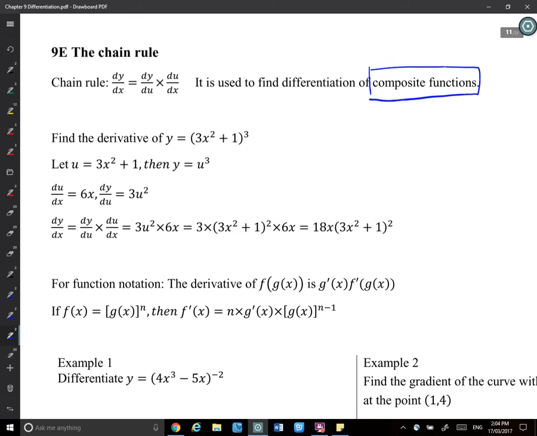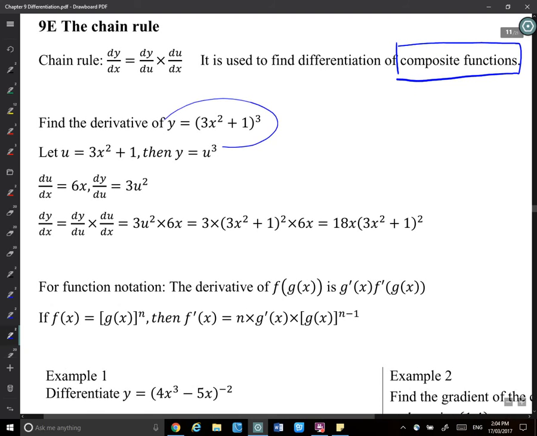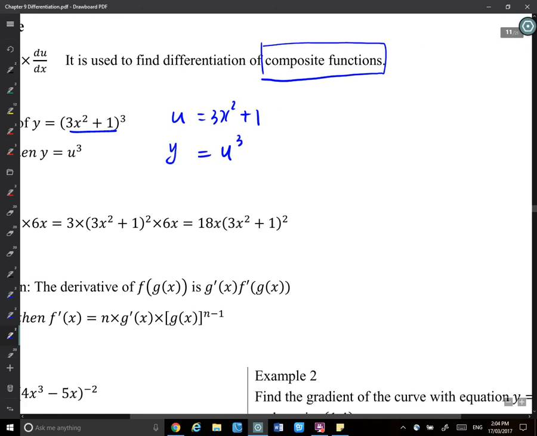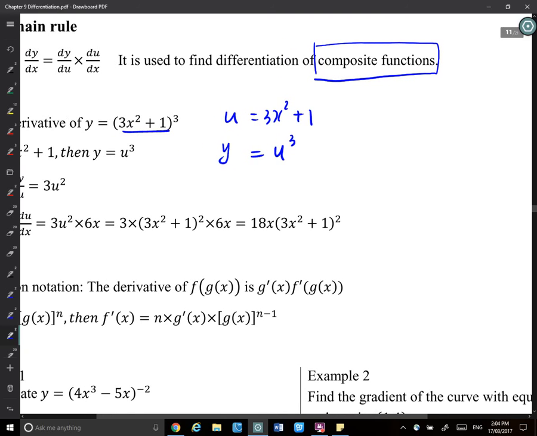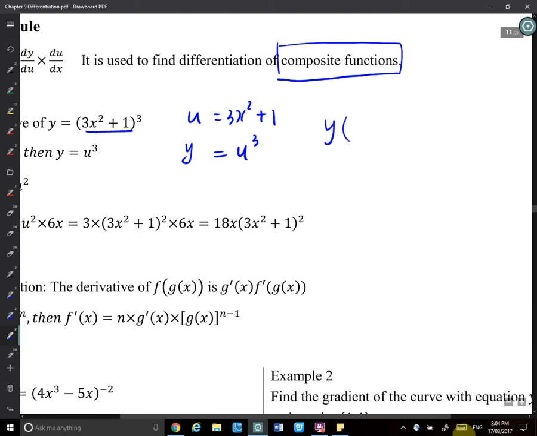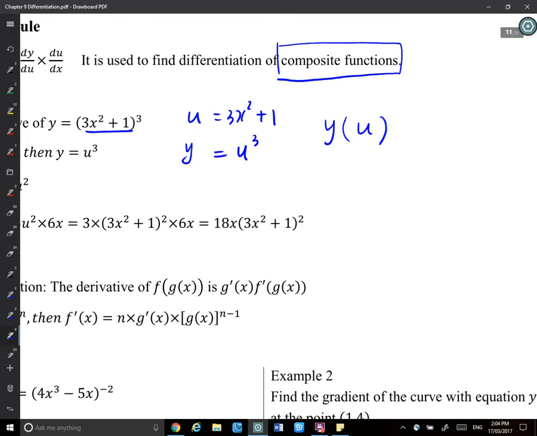So, for example, I want to differentiate that. Can you see that's a composite function? If I let u equal 3x squared plus 1, then what does y equal? y equals u to the power of 3. And what is this? You put u(x) into y(x). You put u into y.